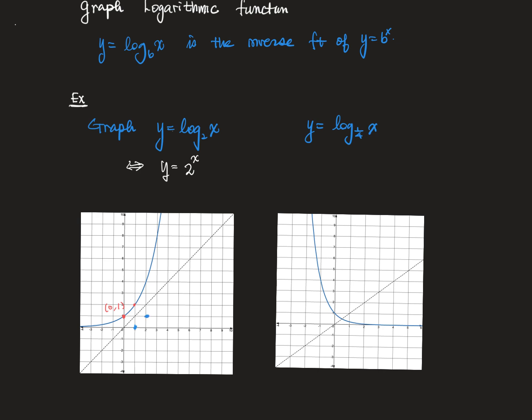This one is the horizontal asymptote. Now this changes to the vertical asymptote. So the vertical asymptote is x equals 0. Now you connect the points this way.